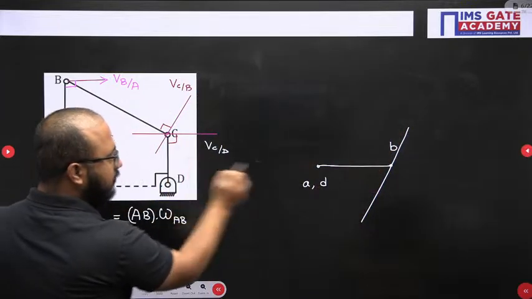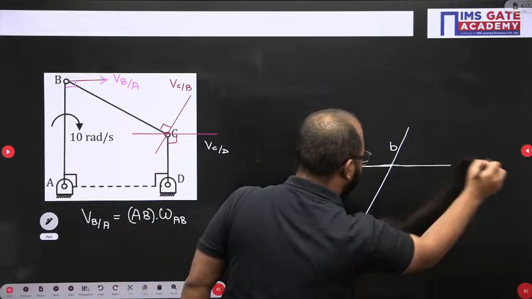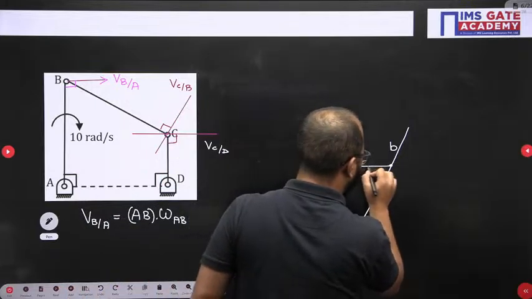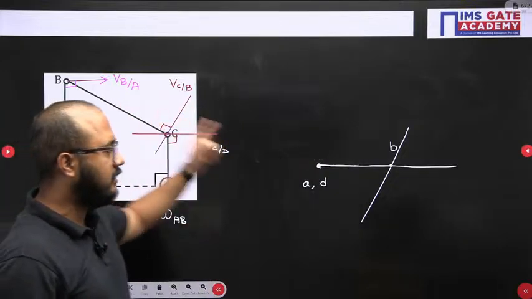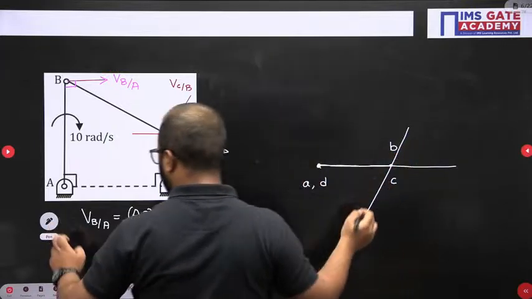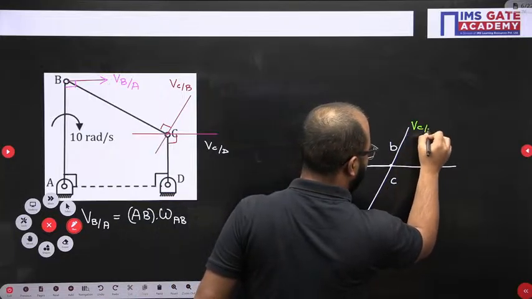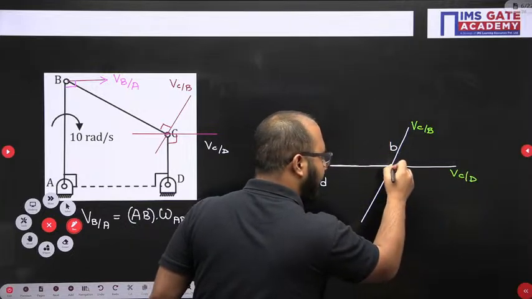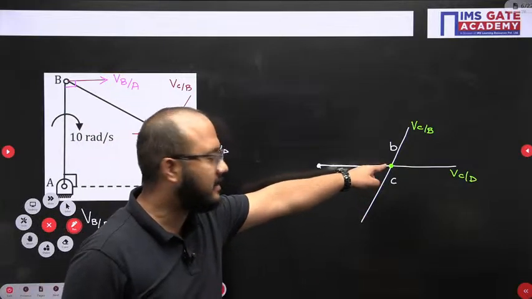Now for C with respect to D, D is the reference point. Again from here I will draw one line which is going to intersect the C with respect to B vector at this point only. So this point is nothing but C. Please try to understand here, everyone. This vector line I have drawn for C with respect to B. This one I have drawn for C with respect to D. Both are going to intersect at this particular point.